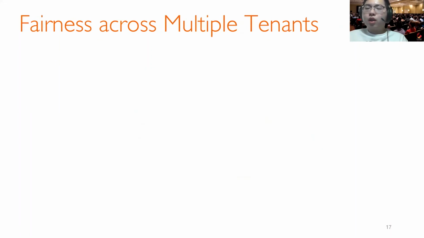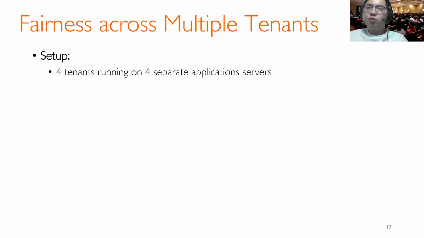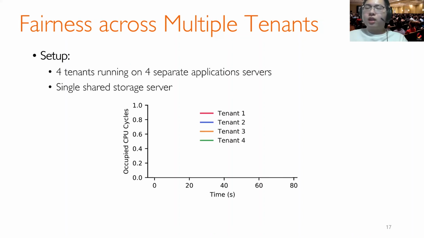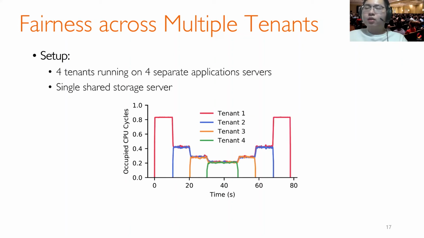And we also verify that our system can ensure fairness when multiple tenants are contending for the storage server's computation resource. In this experiment, we run 4 tenants on 4 application servers. They are all sharing one single storage server. And the tenants are started one by one, and they are stopped one by one. So during this process, the tenants join and leave, and we observe that the CPU resource on the storage server is fairly shared.